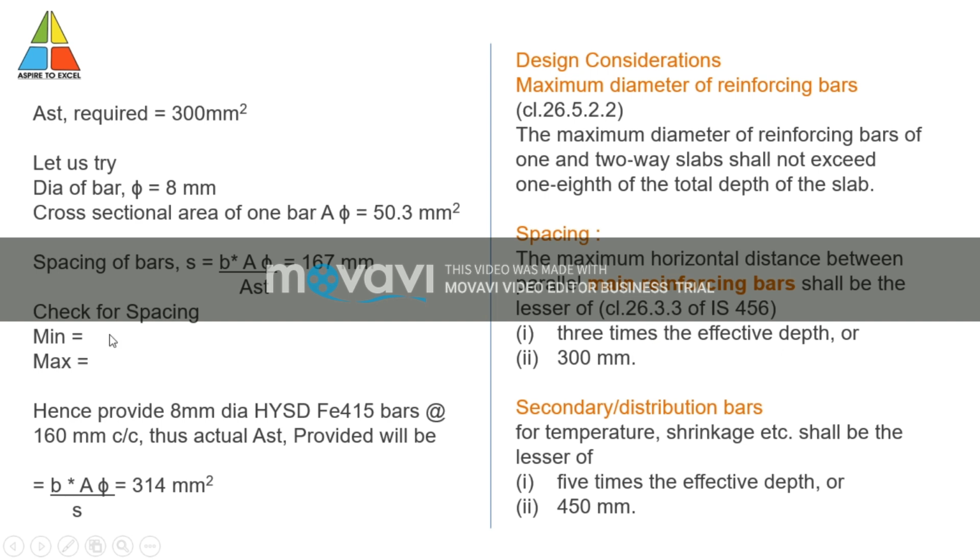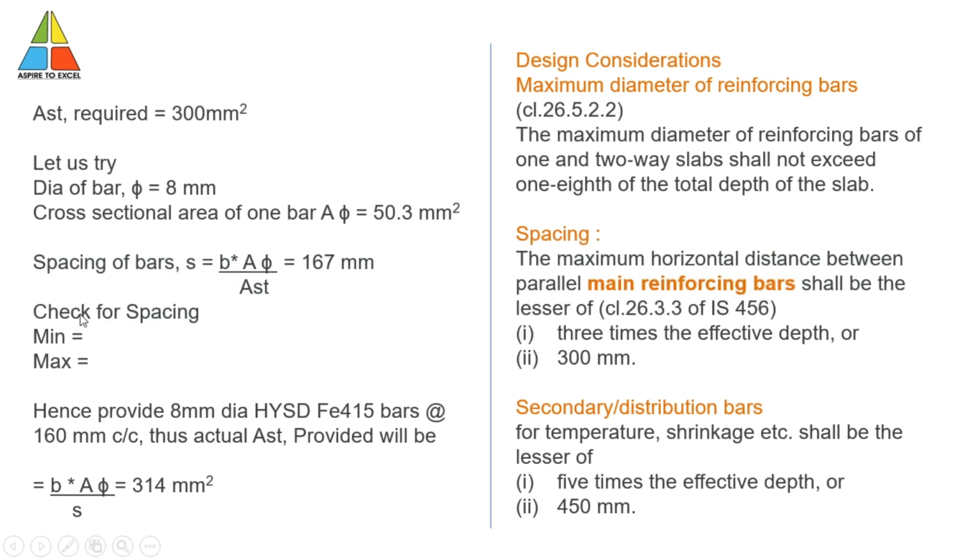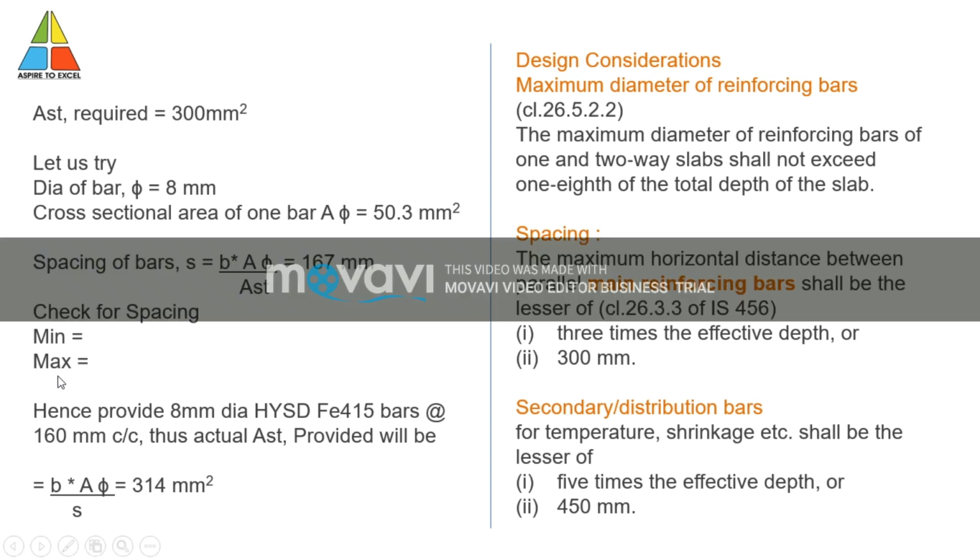Minimum value we generally take as 100 millimeters, because if the reinforcement bars are very close to each other, then concreting and compaction become difficult, so we are restricting the minimum value. So generally we take 100. The maximum value is 3D or 300 millimeter.